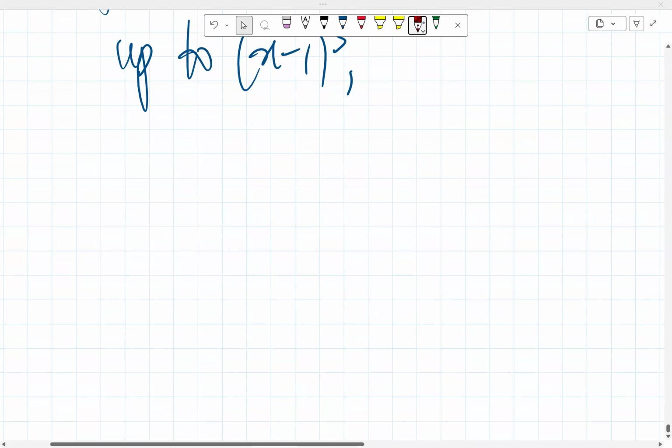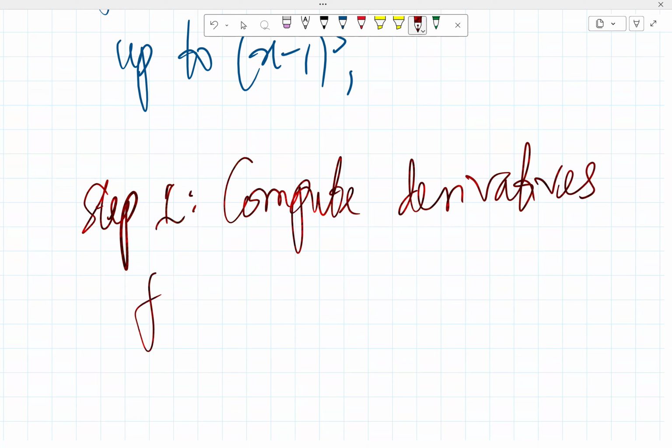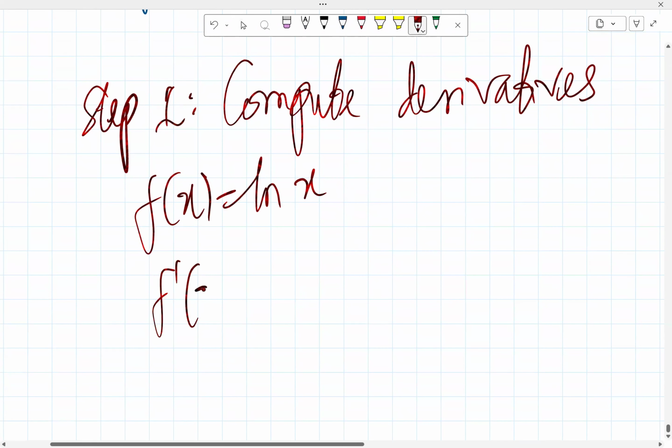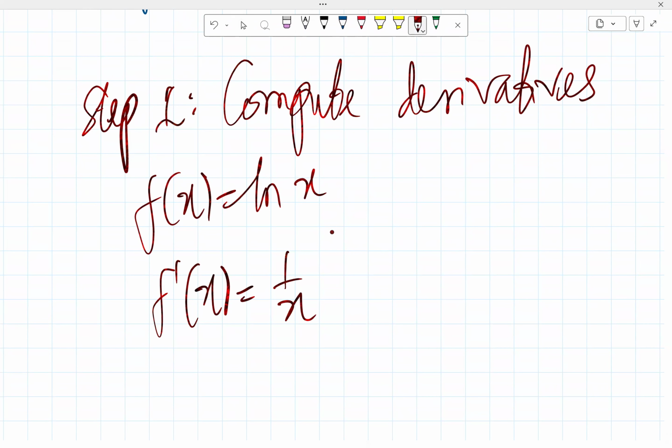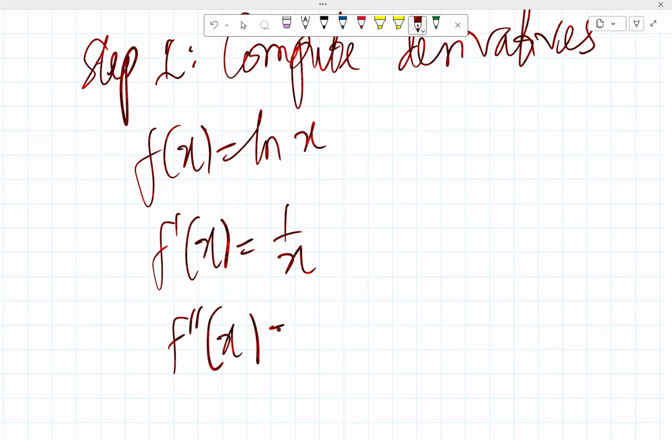So in step 1, you compute derivatives. Of course, f(x) is ln x. That means f'(x) is equal to, differentiating ln x, 1 over x. Since we need it up to power 3, it means we need to do up to 3 derivatives. So for f''(x), for easier differentiation, I can take this as x raised to power minus 1. So f''(x) is now minus x raised to power minus 2, right?